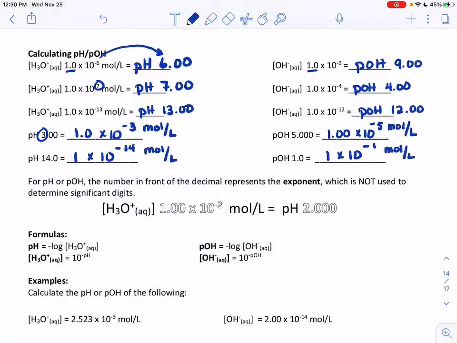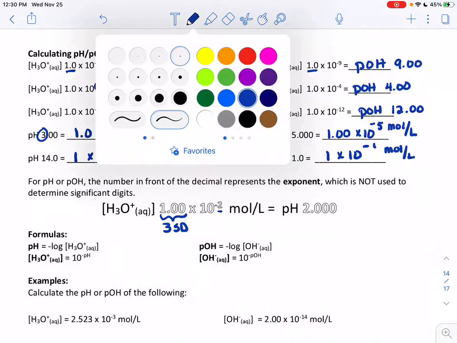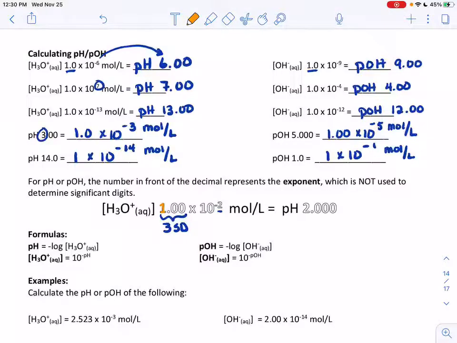So remember that pH represents the exponent. So here is our example here, and I'm going to color code it. So this number here, I have a hydronium ion concentration of 1 times 10 to the minus 2. This number here is what we use for significant digits. So this number has 3 significant digits. We never use the exponent for our significant digits. So like I said, I'm going to color code a little bit. I'm just going to use different colors. So this number here is used for significant digits. My exponent is not.